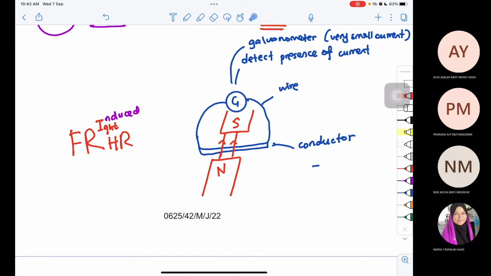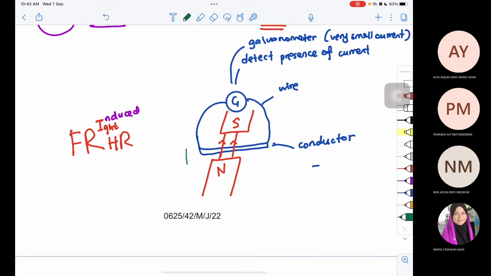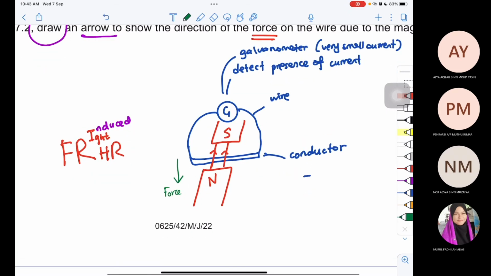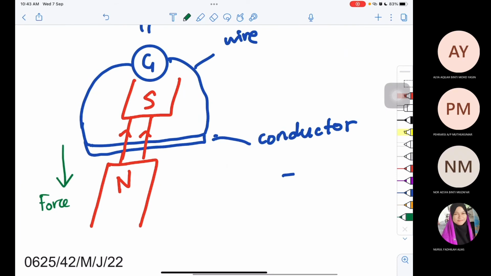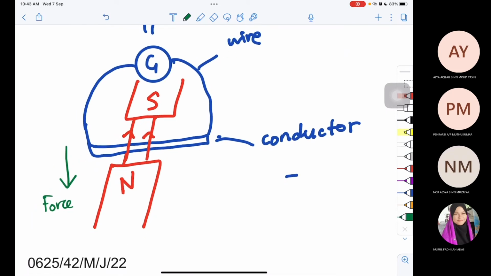Jadi dekat sini, the direction of motion tadi you yang buat. The direction of motion, you katalah you push it down. The force, you force the conductor downward. You push it down. Jadi you use your Fleming ataupun you use your right hand rule to determine the direction of current in the conductor. So soalan boleh tanya, what is the direction of the current in the conductor? What is the direction of induced current in the conductor when you push the conductor downward?